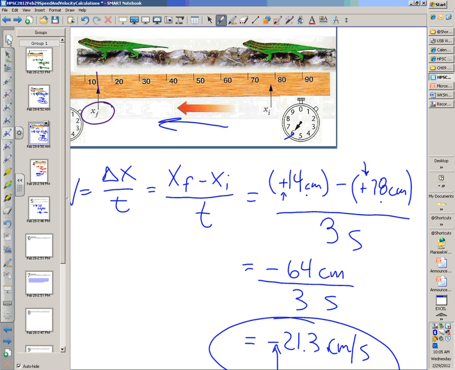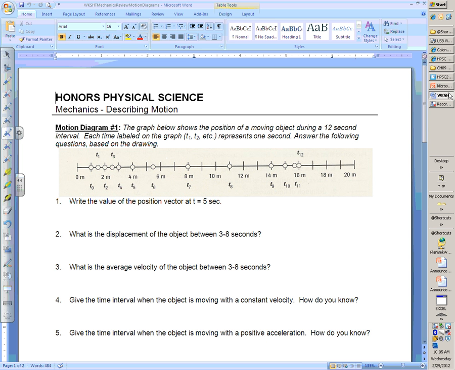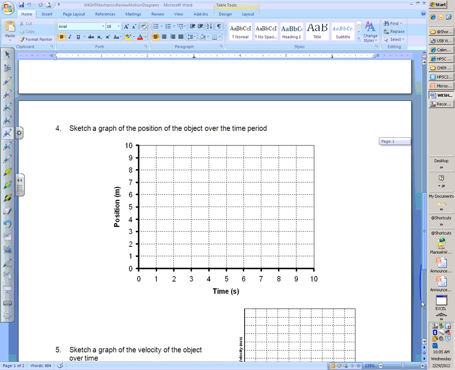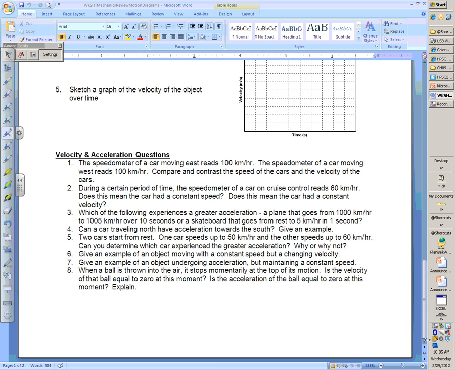If you go to this problem set that I gave you yesterday, okay? Grab this problem set. On the back of this problem set, there's a section that says velocity and acceleration questions. Okay, on the back side.